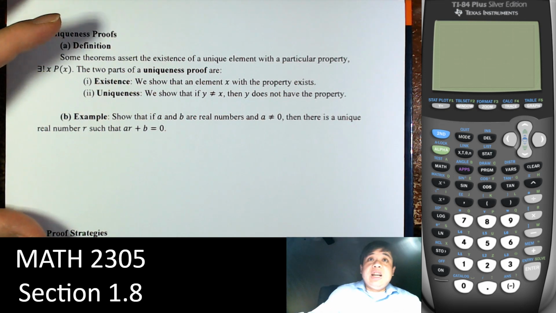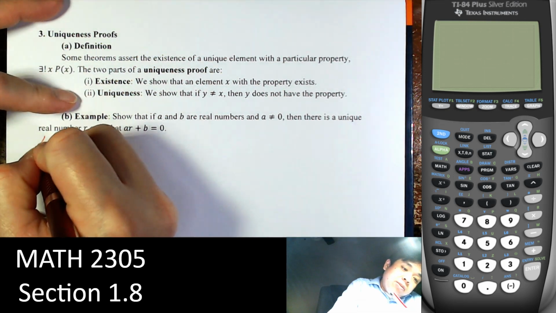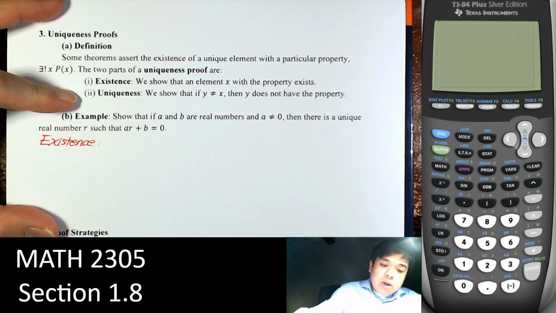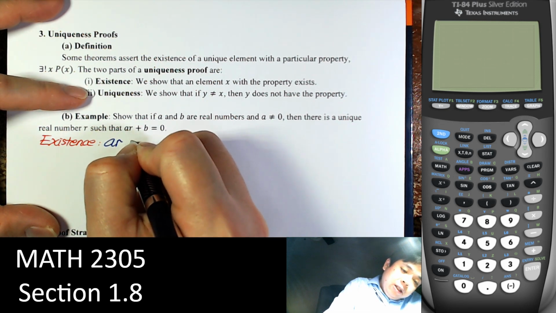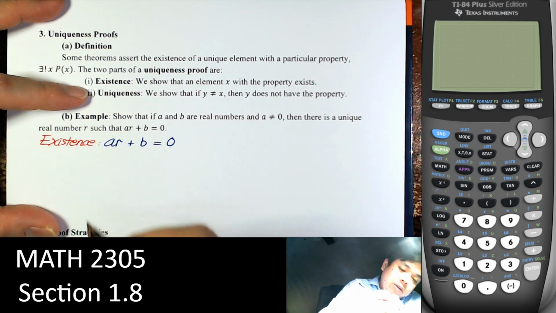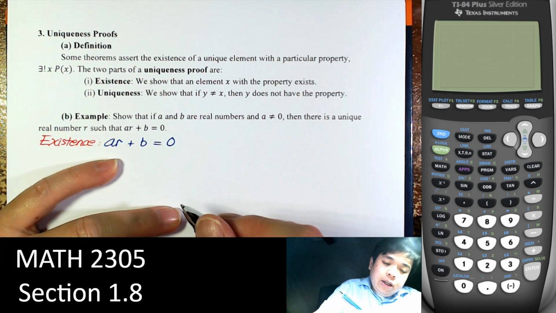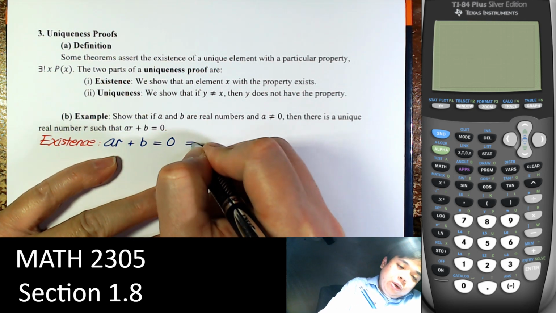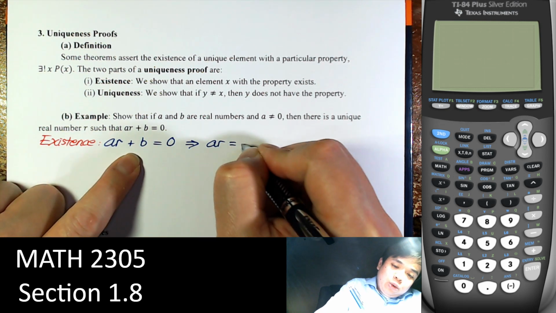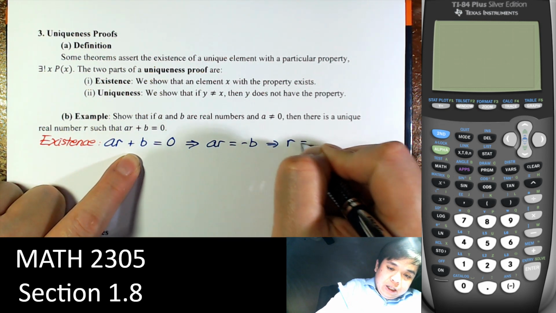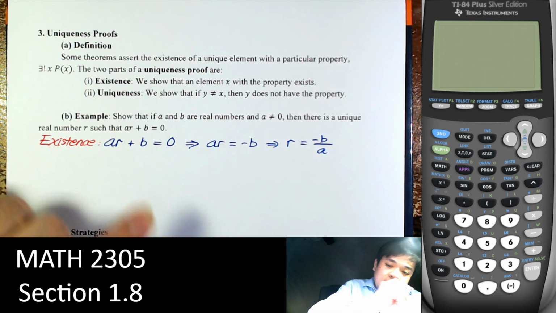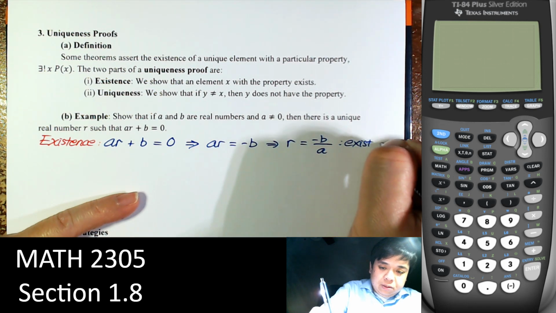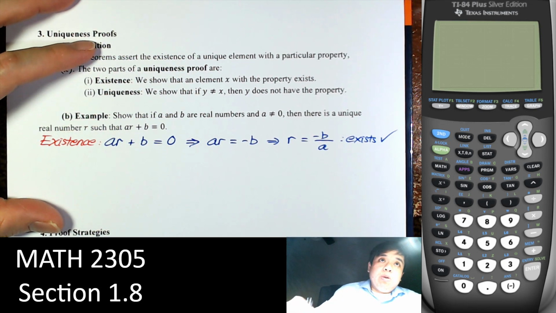Right. So like I said, there's two parts of the proof. The first part is existence. If we start with a r plus b equal to 0, we show that there exists a number r, right? So we can show for r, a r equals negative b. So r is equal to negative b divided by a. Since a is not equal to 0, that number exists. Let's check. Now we prove uniqueness.